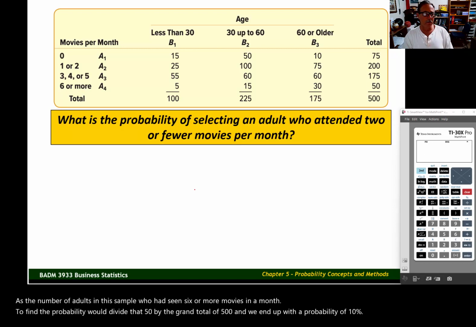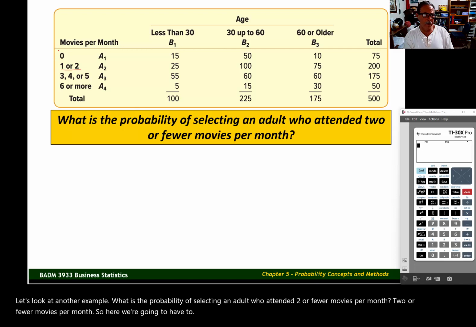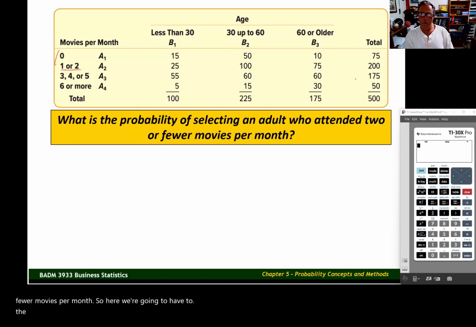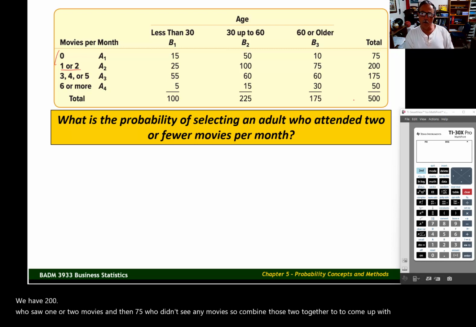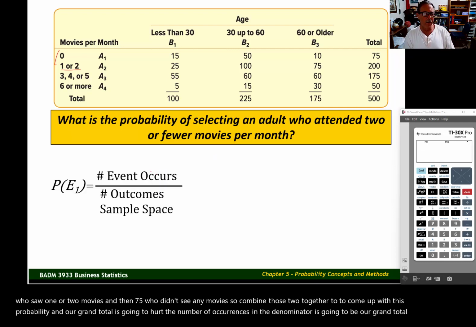Let's look at another example. What is the probability of selecting an adult who attended 2 or fewer movies per month? So here we're going to have to combine the row data. We have 200 who saw 1 or 2 movies, and then 75 who didn't see any movies. So combine those two together to come up with this probability. The number of occurrences in the denominator is going to be our grand total of 500.